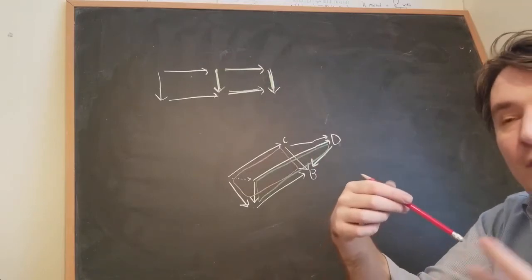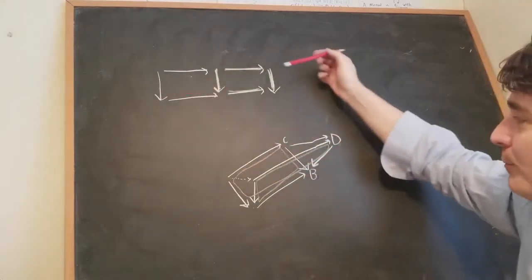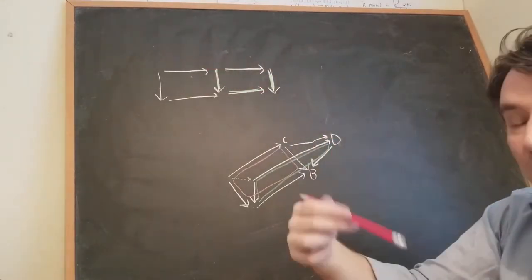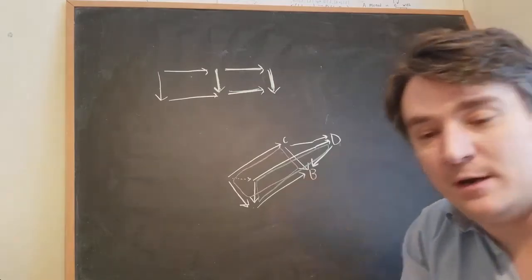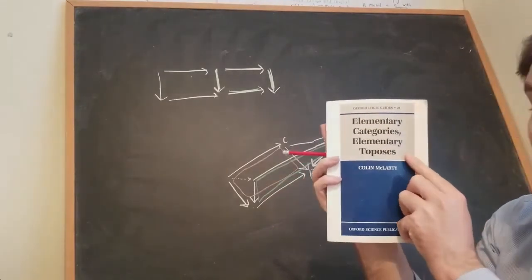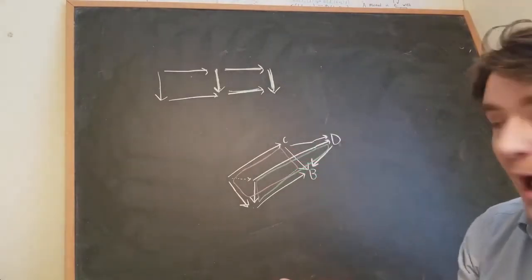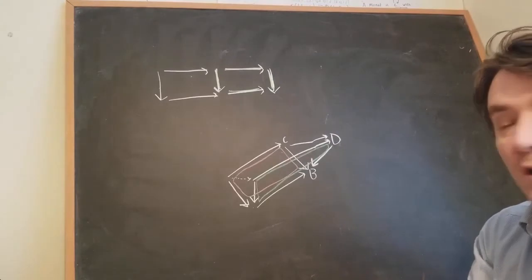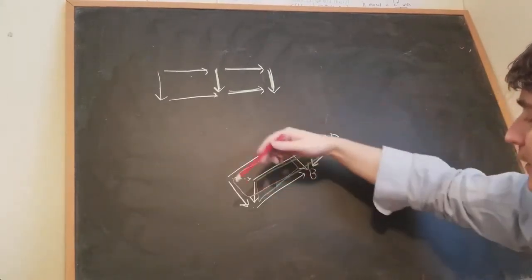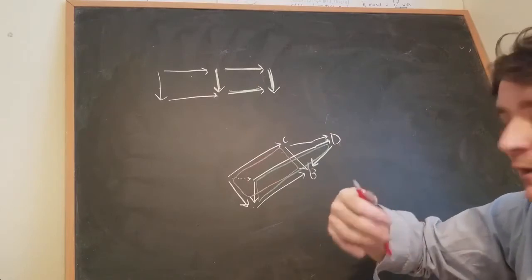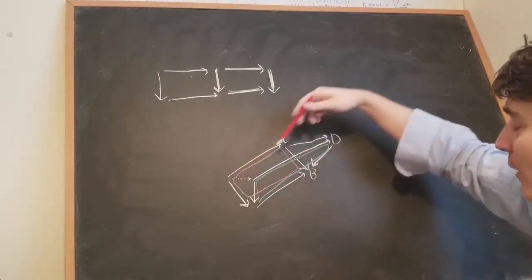Okay, so if you want to know more details about that or the proof, I encourage you to have a look at the videos linked in the description. You can also look at theorem 4.8 in Colin McLarty's book, and also theorems 4.9 and 4.10 talk about kind of more complex types of pullback lemmas. So here's one example.